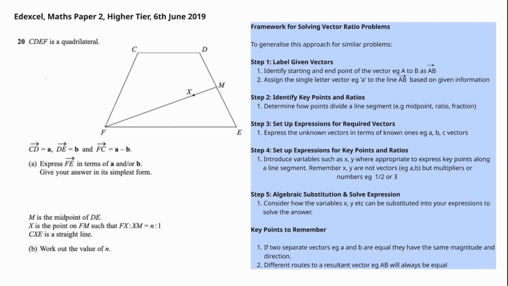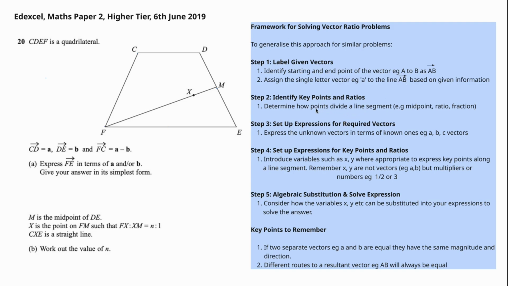So before we go about answering this question, let's look at the general framework that's set up to help solve vector ratio type questions, and then move on to how we use this particular framework to solve this particular problem. So step one, we have to label the given vectors. So identify your starting and end point of the vector, such as A to B, and label that as AB. Assign the single letter vector, for example, a to the line AB, based on the given information.